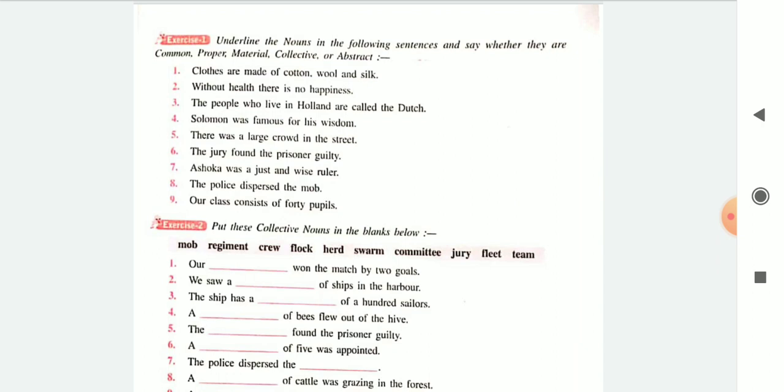Second one, without health, there is no happiness. So here where are the nouns? Health and happiness. Both are abstract nouns.